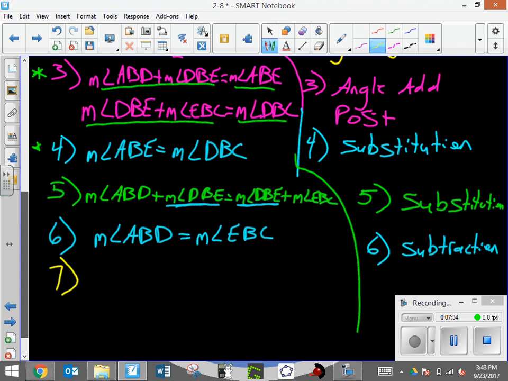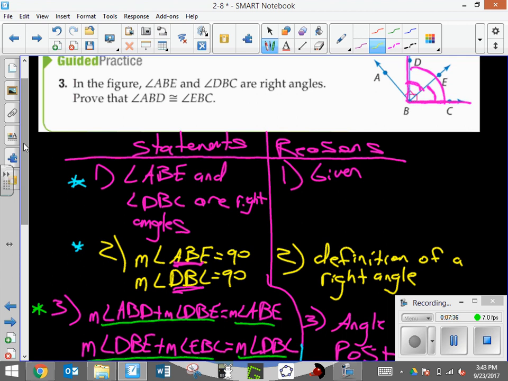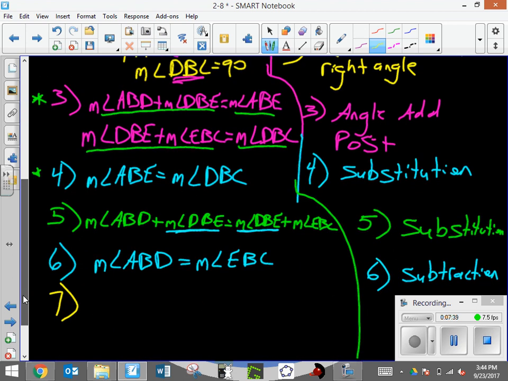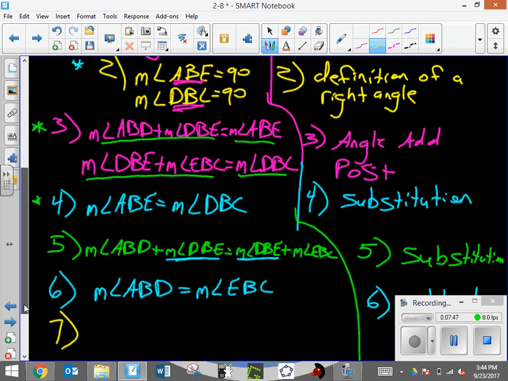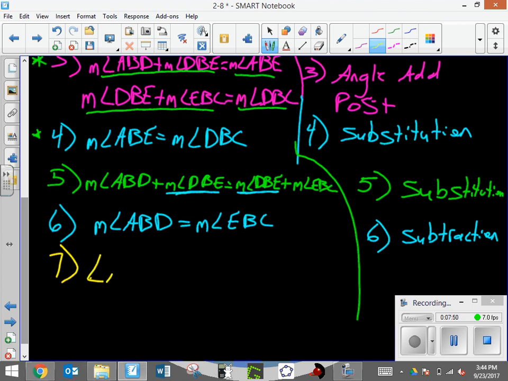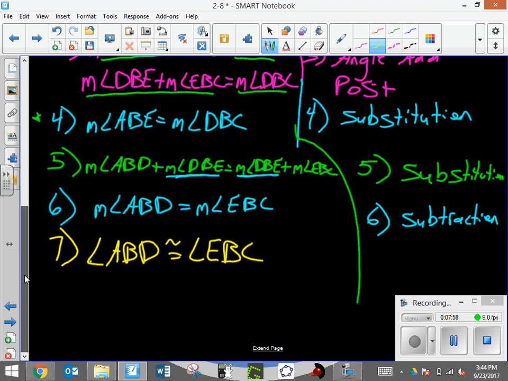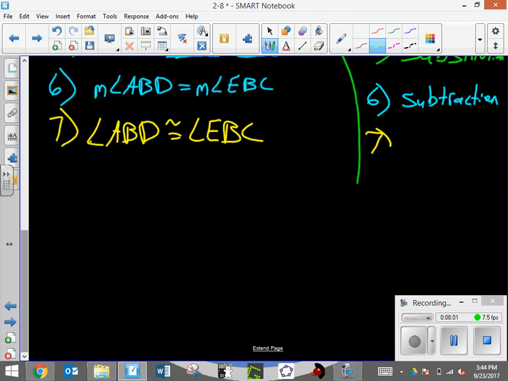Then number 7, I'm going to go back up here at the top. We've got this portion to finish out. We've got it equal, and we need to make it congruent now. So we're going to say that angle ABD is going to be congruent to angle EBC. And again, we can do that because of the definition of congruence. And there is your proof.